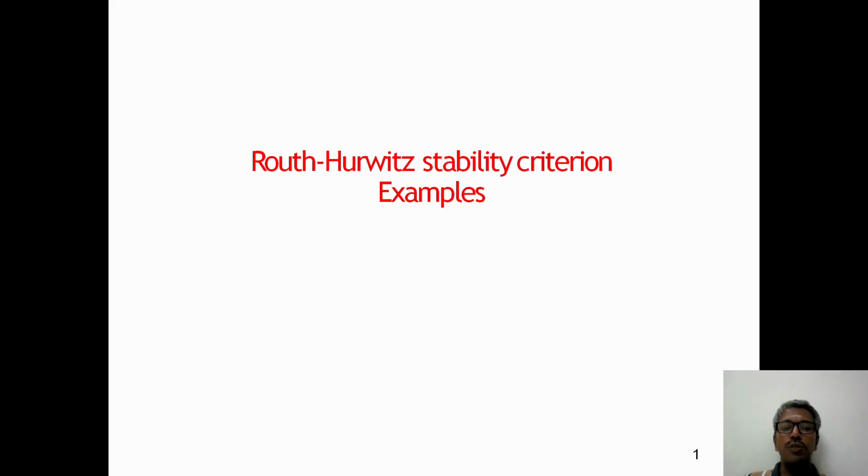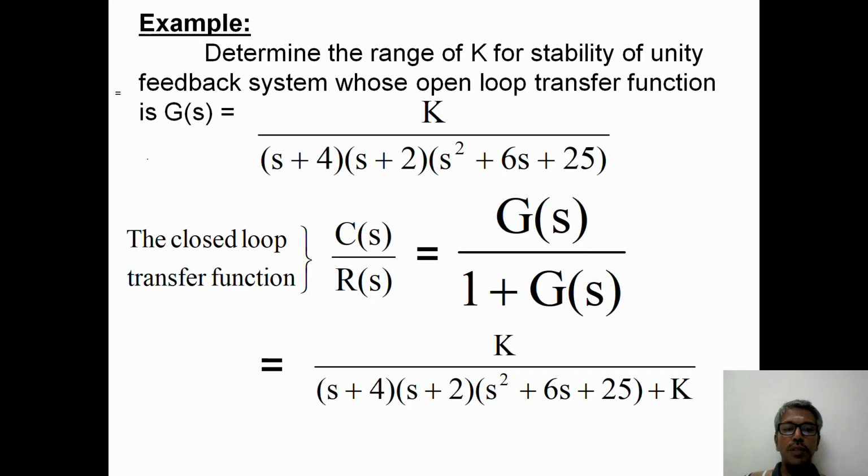In this video, we discuss examples of Routh stability criteria. For example, take an open loop system G(s) = K divided by (s + 4)(s + 2)(s + 3). So you have to find the characteristic equation.